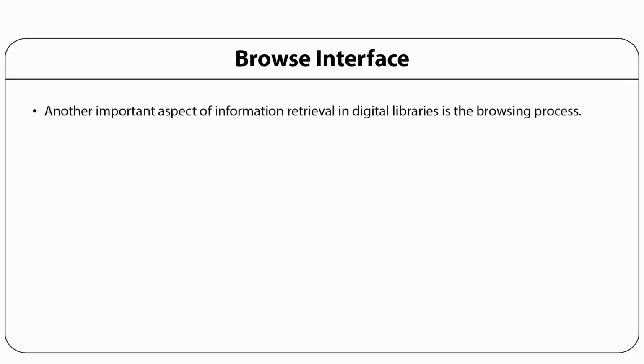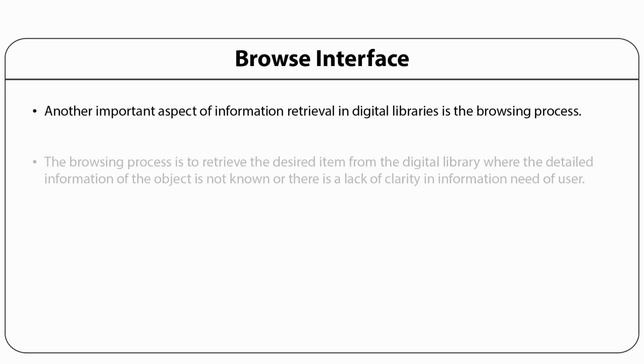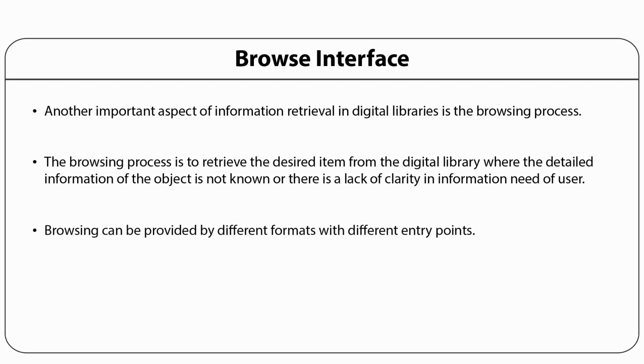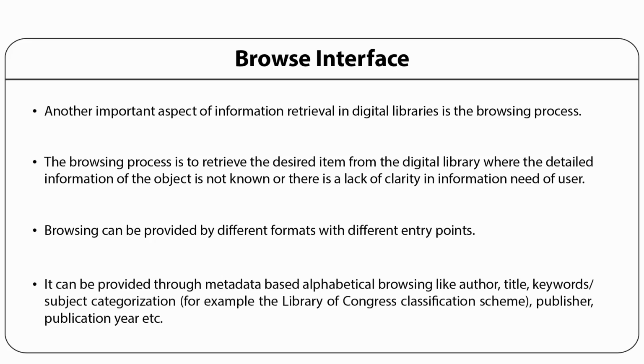Browse interface. Another important aspect of information retrieval in digital library is the browsing process. The browsing process is to retrieve the desired item from the digital library where the detailed information of the object is not known or there is a lack of clarity in information needed by the user. Browsing can be provided by different formats with different entry points. It can be provided through metadata-based alphabetical browsing like author, title, keywords, subject categorization, for example the Library of Congress classification scheme, or the publisher, place of publication, or other fields.